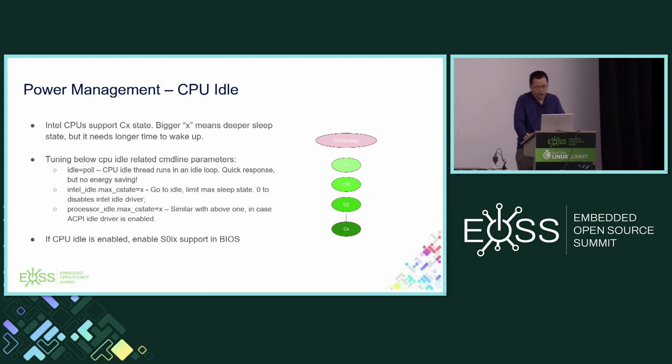But if, for example, your device is not battery powered, if you have an external power supply, and the real-time performance is very important, it's then much more important than battery life. So append the first parameter, I mean idle=poll, to the command line parameters. The Intel idle state will be disabled, and its performance is the best.